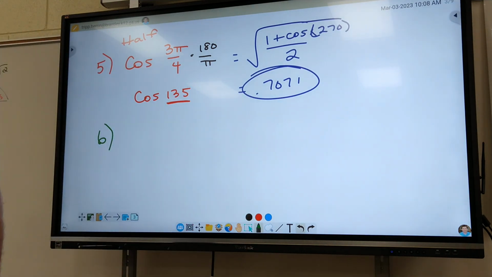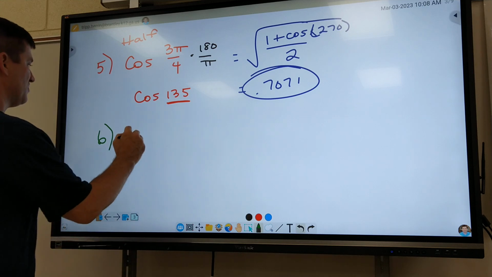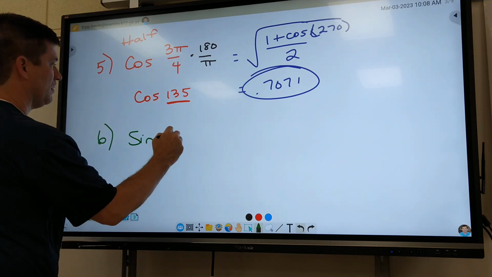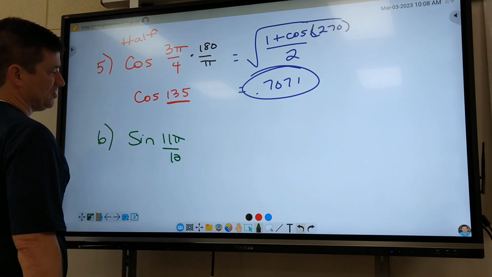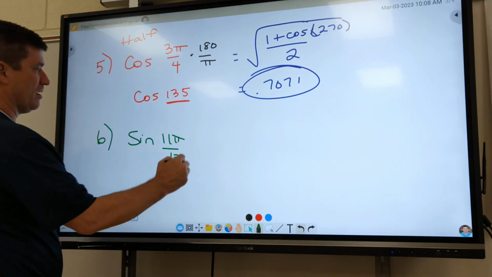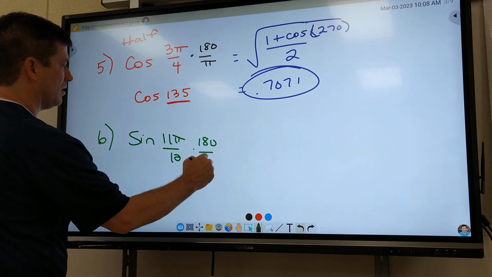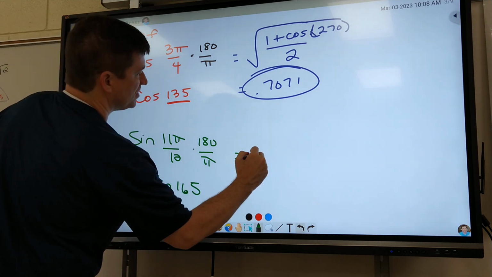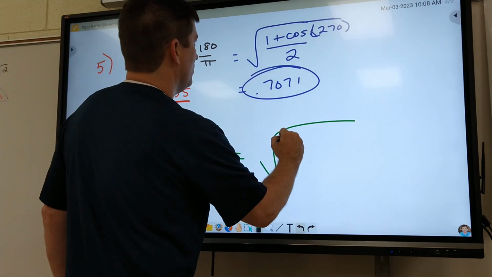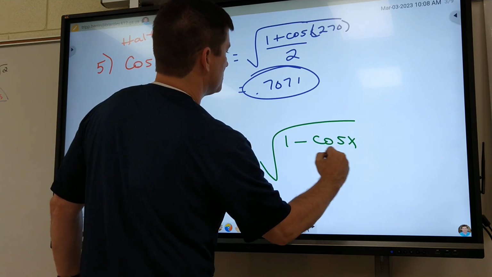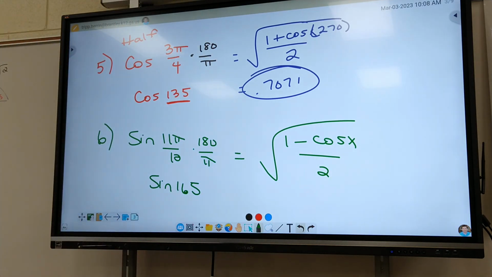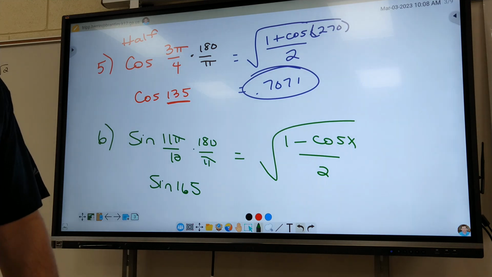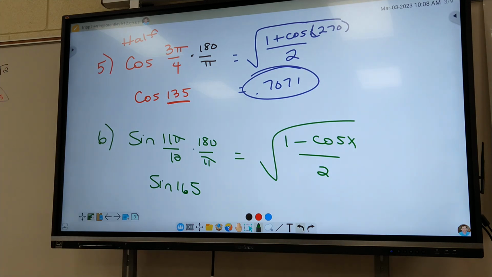All right, so number 6 says, what's it say? Sine of 11 pi over 12. All right, Matthew, what did you get after you multiplied it by 180 over pi? 165. All right, so really our problem is sine of 165. Okay, so now I'm going to write the formula down. 1 minus cosine x over 2, I think it is. Let's check. Yeah. Does everybody see where I'm finding that formula?